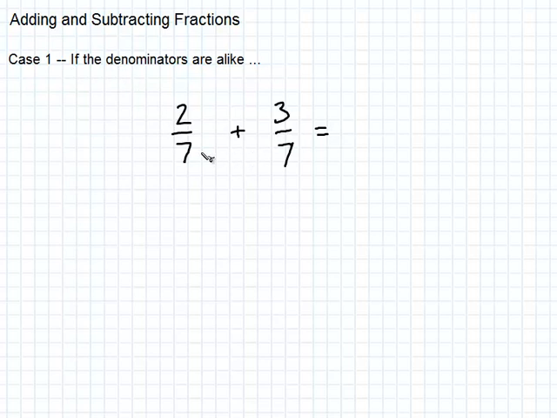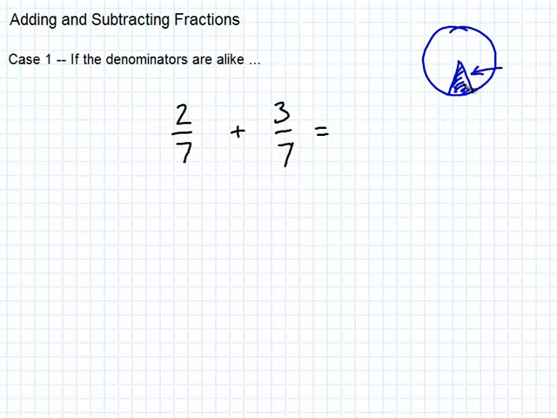The first is, what if the denominators are alike? So here they're both sevenths. Okay, the denominator is the number on the bottom, and it tells you the kind of fraction it is. In other words, think of a pie, and 1/7 of a pie is a particular size chunk. So it's a particular fraction we're dealing with. And the question is, how many of them do we have? Well, here we have 2 of them, and here we have 3 of them.